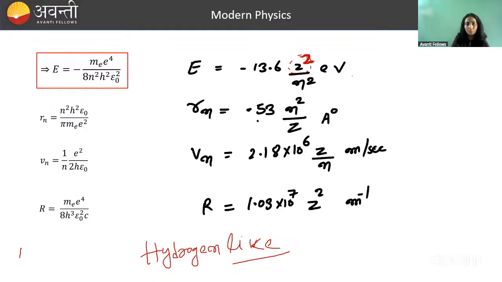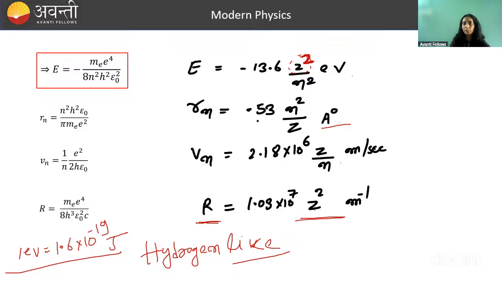Electron volt is the unit of energy, and 1 electron volt is equal to 1.6 into 10 to the power -19 joule. This thing you should also remember. Now, if you have to calculate the nth orbit, the radius is 0.53 n square by Z angstrom. Again Z for hydrogen-like element. Velocity in the nth orbit is 2.18 into 10 to the power 6 Z by n. And this is the Rydberg constant: 1.03 into 10 to the power 7 Z square. Did I say Z square there or just Z, check once. It will be Z square. Like 1/λ is equal to R Z square (1/n final square minus 1/n initial square). Okay, done. So this is the whole formula and you should remember this.